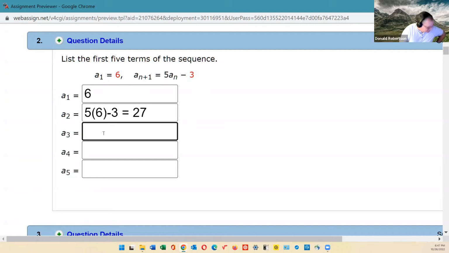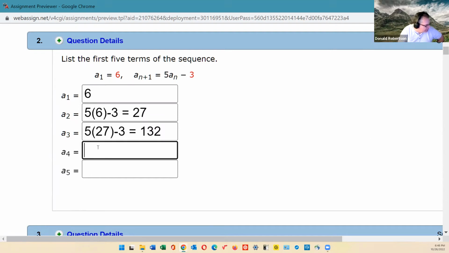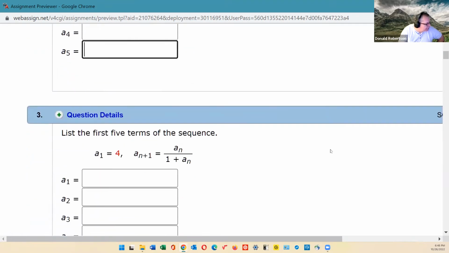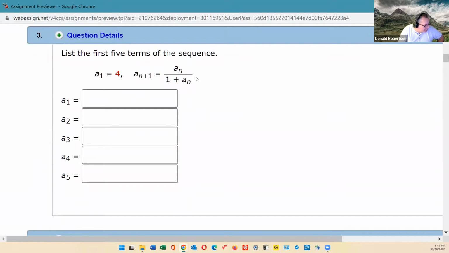The next number is 5 times the previous one, A2, take away 3. And what's that going to give me? 132. And at this point, I've stopped doing it because the numbers are too big. But you can imagine 5 times 132, take away 3, 5 times that answer, take away 3, and you've got all your guys.